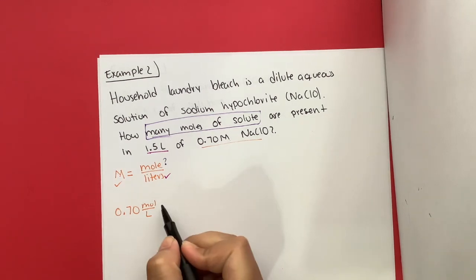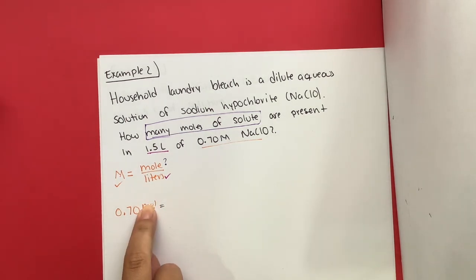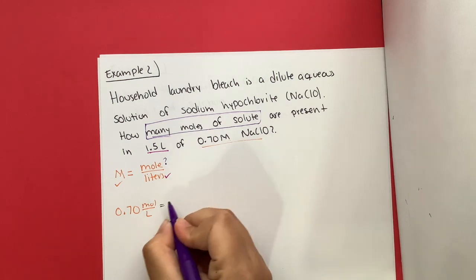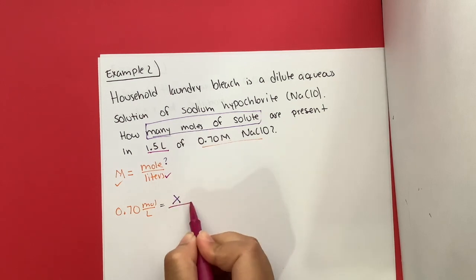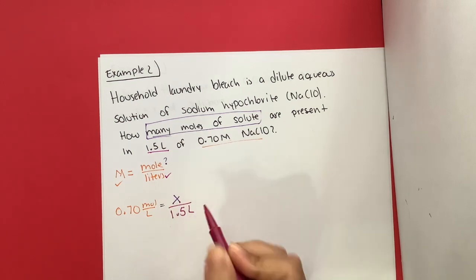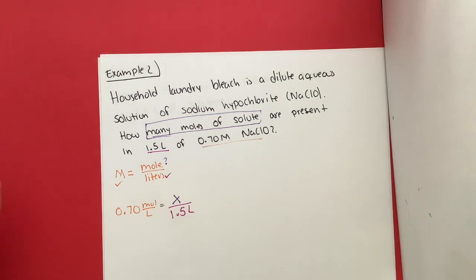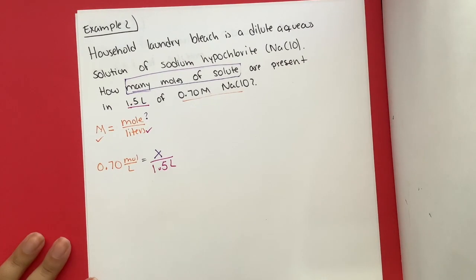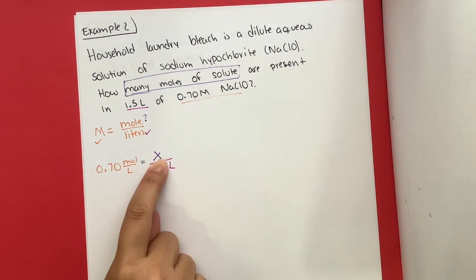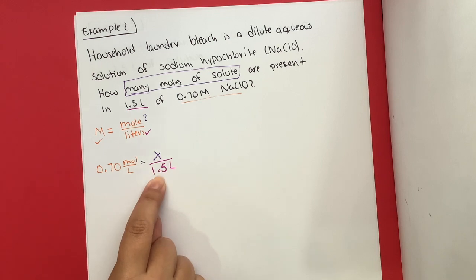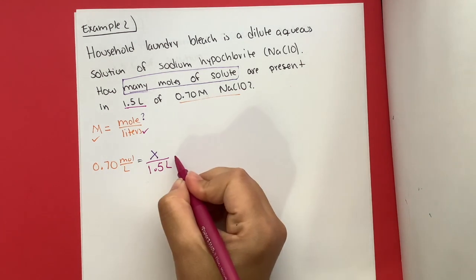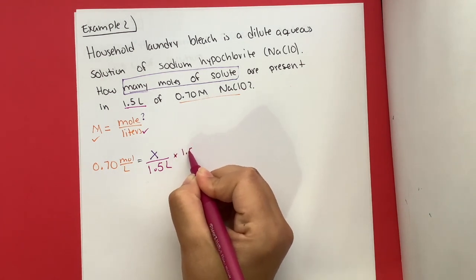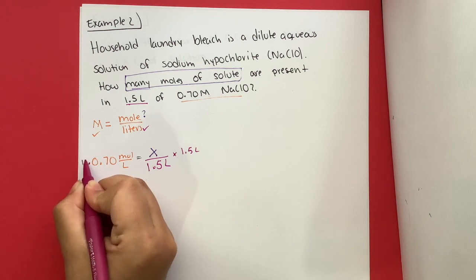Equals moles. That's what I'm trying to figure out. So I'm going to put X for mole. And then liter is 1.5. Okay, so I'm going to work this out a little bit differently than I've worked it out in the past. So the first thing I'm going to do is isolate this X. And this X right now is being divided by 1.5. So to get rid of this number in the bottom, I'm going to multiply both sides by 1.5 liters.